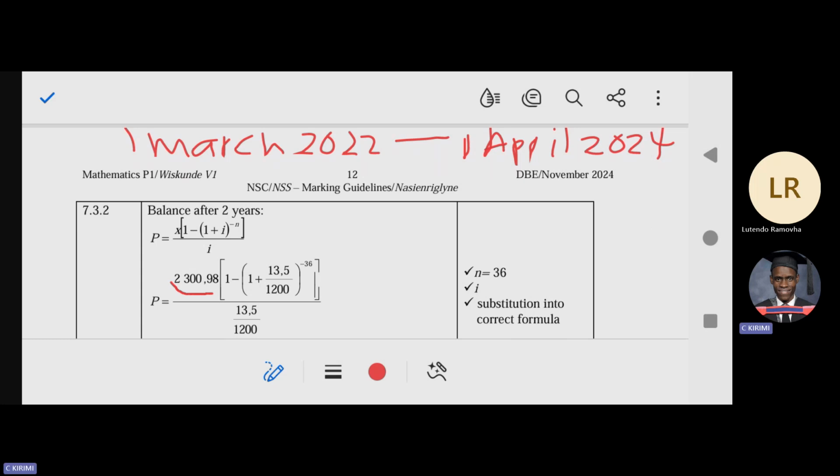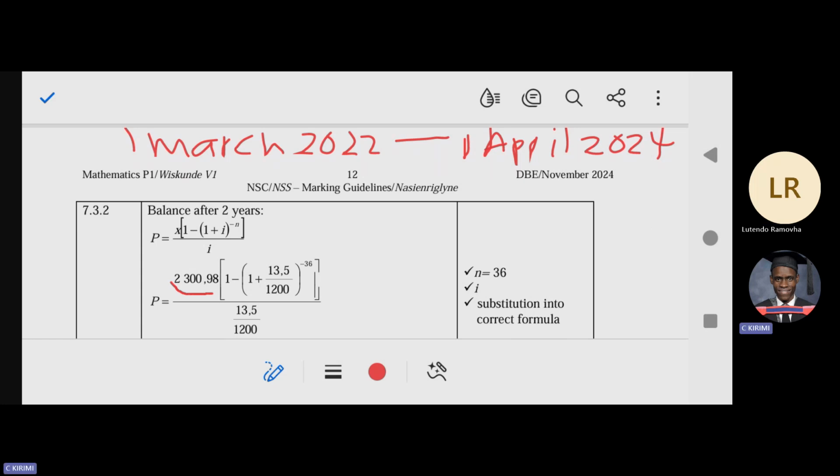The formula says the interest is 13.5 percent, isn't it? Yes. It's being compounded monthly. What does that mean? It means it's being compounded throughout the year, the 12 months. So why is there 1,200 there? They multiplied it by 100.